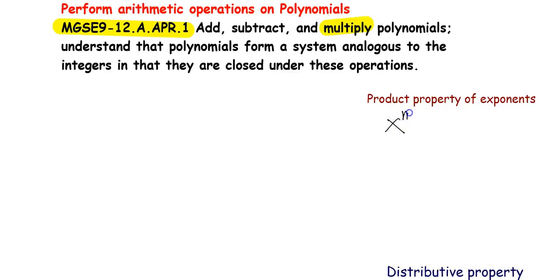It says if I have x to the power of m multiplied by x to the power of n, the product is going to be x to the power of m plus n. That is, if you have x square times x cube, the result is x to the power of 2 plus 3, which is 5. I can directly write x to the 5th power.